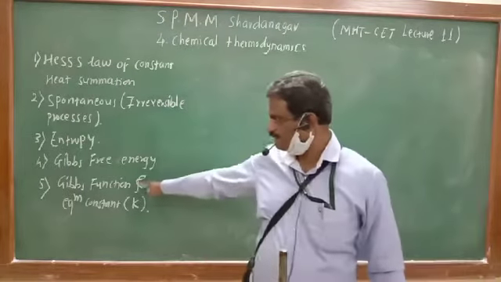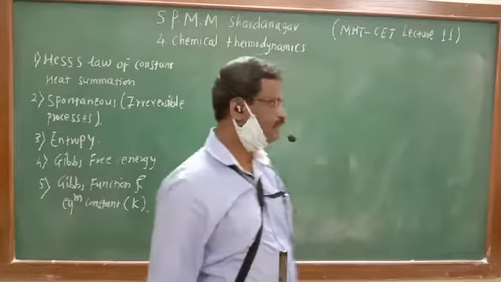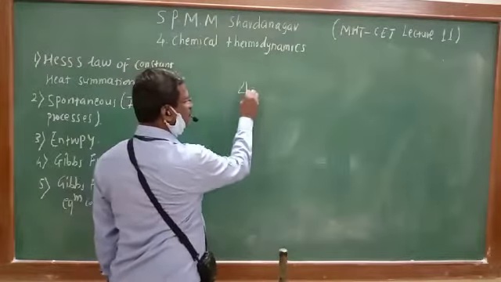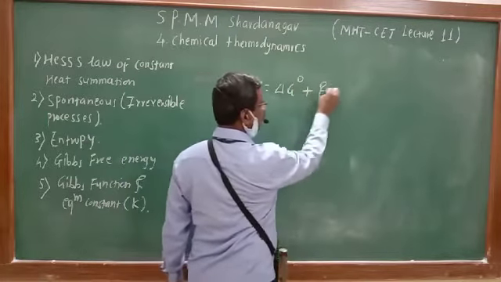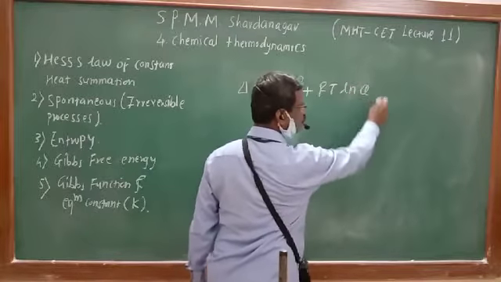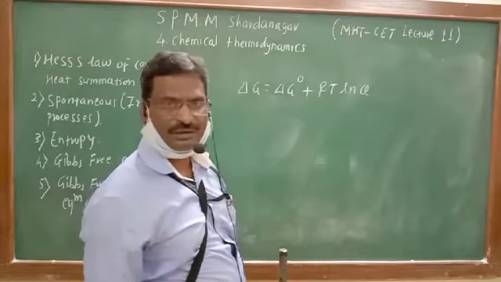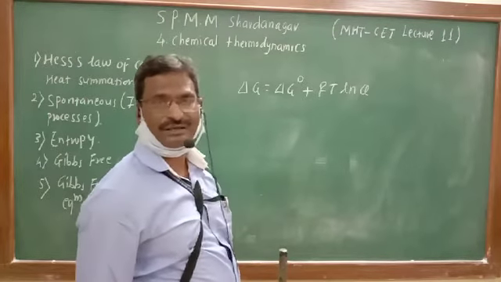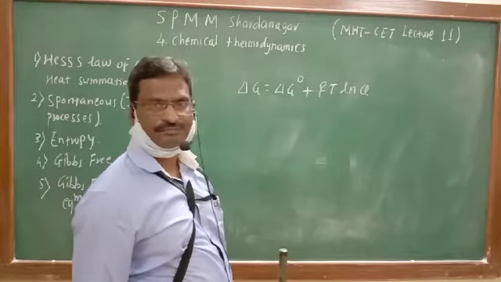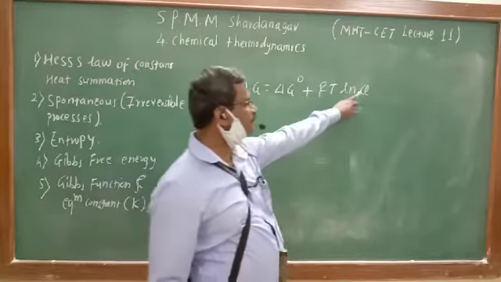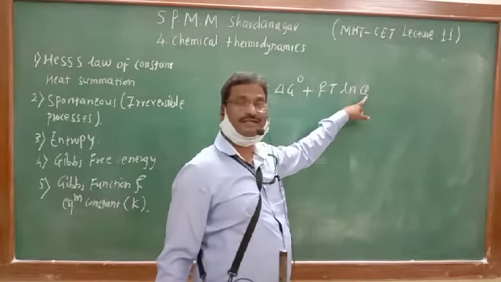And the last one, Gibbs function and equilibrium constant. For a chemical reaction, Gibbs has directly given the relation delta G is equal to delta G naught plus RT ln Q. Here Q is the reaction quotient. Reaction quotient is nothing but the concentration of product upon the concentration of reactant. The ratio of the concentration of product to the concentration of reactant is known as the reaction quotient.